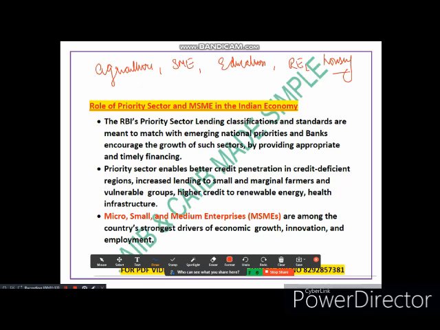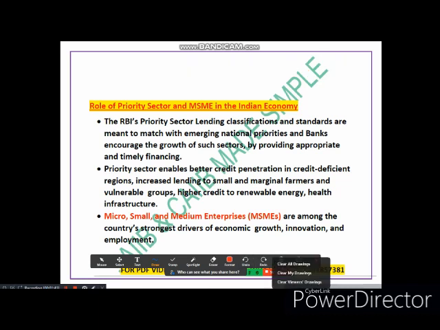So let's take an example to make it more clear. Let's say the government wants to promote affordable housing for low income families as a national priority. So what does government want? Government wants to promote affordable housing for low income family as a national priority. The RBI will classify the housing sector as a priority sector. Banks will then be motivated to offer loans and other financial assistance to individuals and companies involved in affordable housing projects.